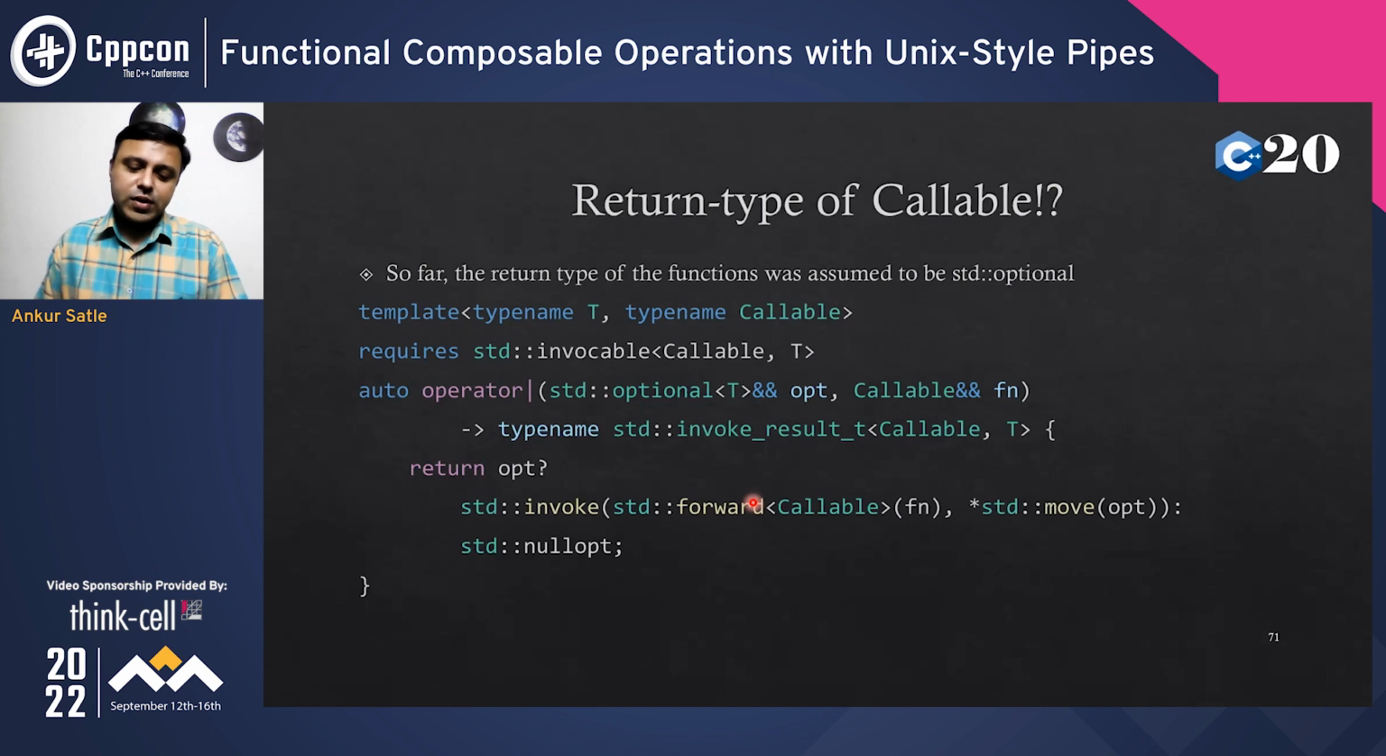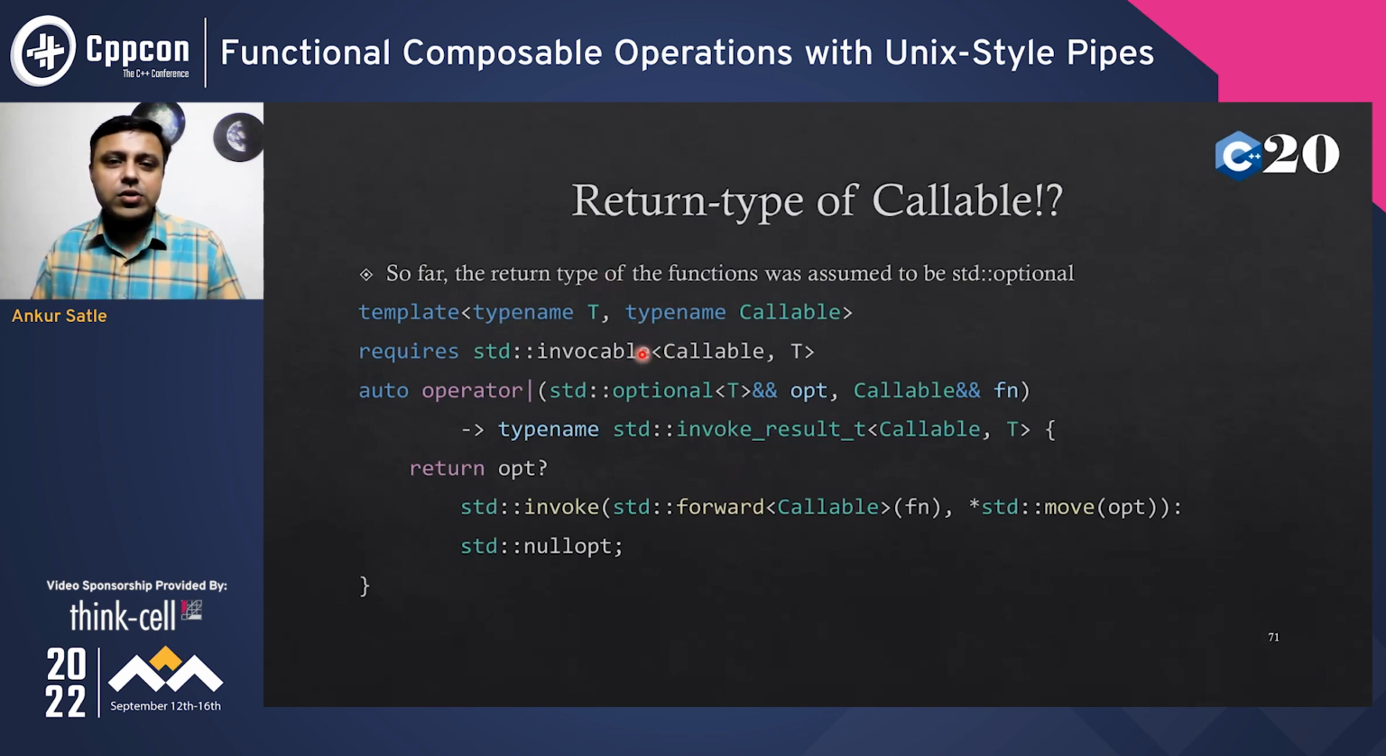Okay, yeah. So I was cheating all this while that the return types were all optional. I was returning nullopt every time, but that's an assumption actually. It's not always the case that you would get a function which would return an optional. So the return type of this is an optional U.